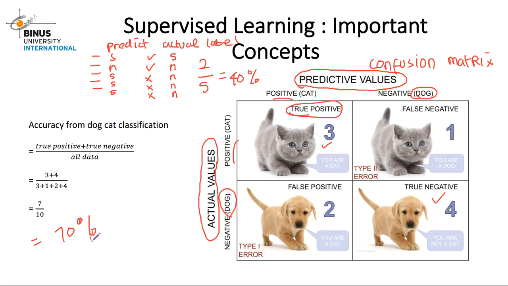Okay, so accuracy for dog-cat classification equals true positives plus true negatives divided by the whole data. So 70%. Okay.